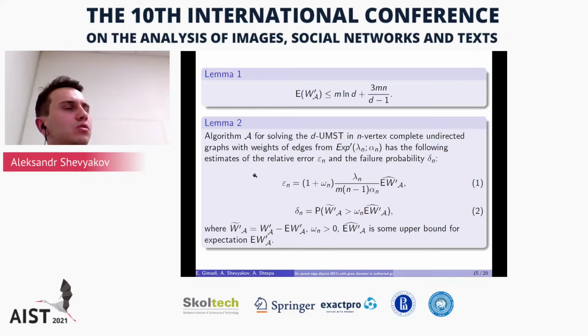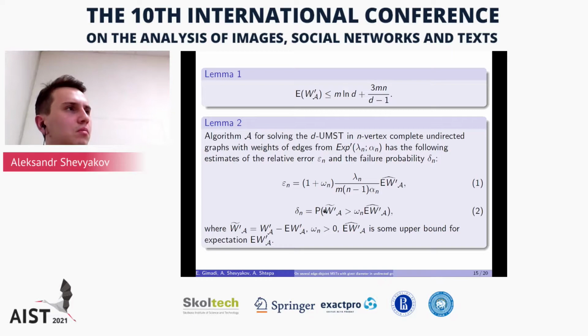And which is the most important lemma, we introduce a new variable like this, and omega n, which is the upper one zero, and we introduce this quality where this one is some upper bound for the mathematical expectation. And we prove that epsilon n could be written like this. And for this epsilon, we will have next further delta.